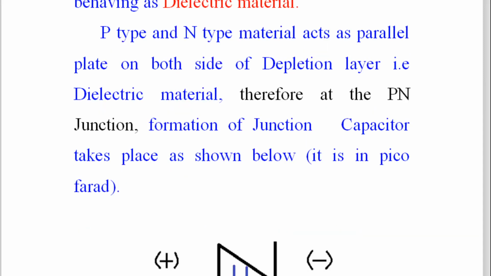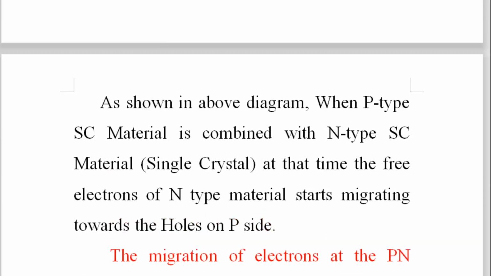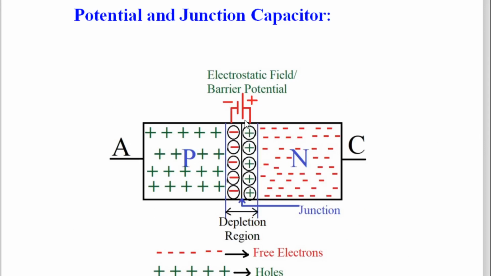It is in picofarad. And this is the internal diagram of the PN junction diode. How does the formation of the junction capacitor take place? This is the formation of the junction capacitor inside the PN junction diode. Anode is there, cathode is there, and the junction capacitor is nothing but the dielectric material, the depletion layer. The depletion layer behaves as dielectric material because atoms are converted into ions, anion and cation.